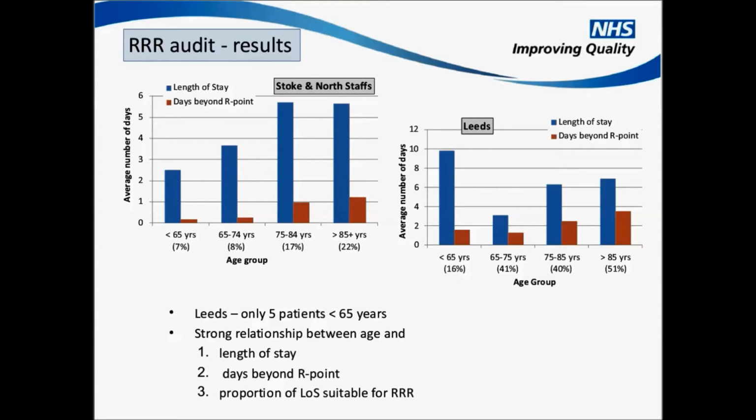And there's a strong relationship between age and the proportion of the length of stay which is in the RRR phase. So what we're saying there is, if we look at the Leeds patients over 65, the length of the RRR phase is about 50% of the total length of stay, whereas if we look at those patients under 65, only 16% of that length of stay is considered to be RRR, for RRR within the acute hospital. So there's a strong relationship with age.